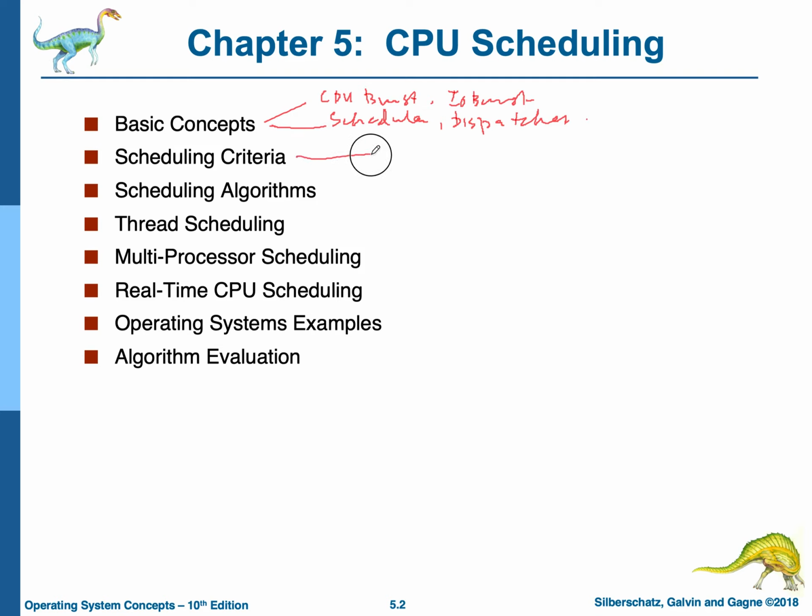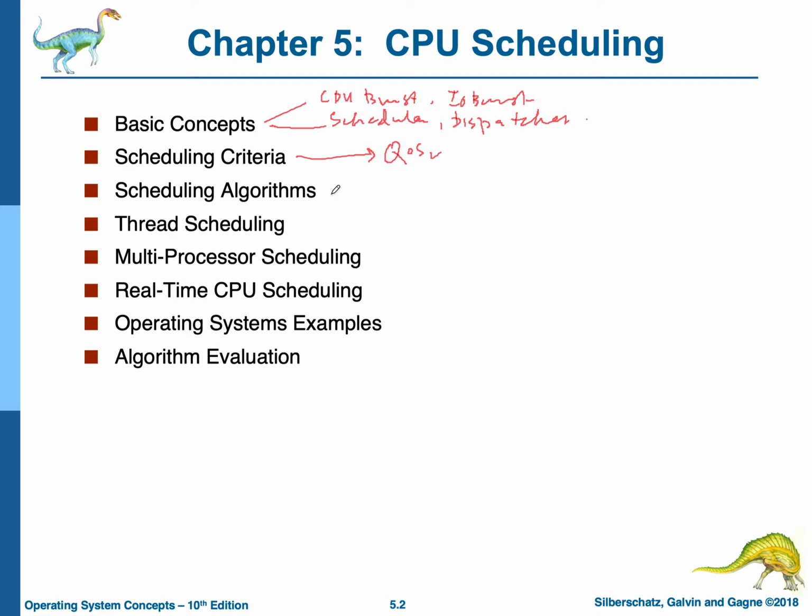Then we'll go to the criteria. What are the criteria of CPU scheduling? We'll be seeing the quality of service parameters in this criteria, where we'll see how many jobs have been done in a specific amount of time, and how much CPU was utilized, how these things are actually calculated, and we'll see these quality of service parameters.